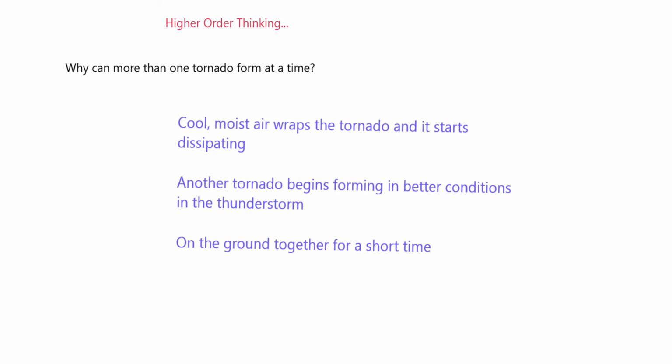Here's another higher order thinking question. Why can more than one tornado form at a time? Let's see if you're right. Cool, moist air wraps the tornado, and it starts dissipating. Another tornado begins forming in better conditions in the thunderstorm. They're only on the ground together for a short time.